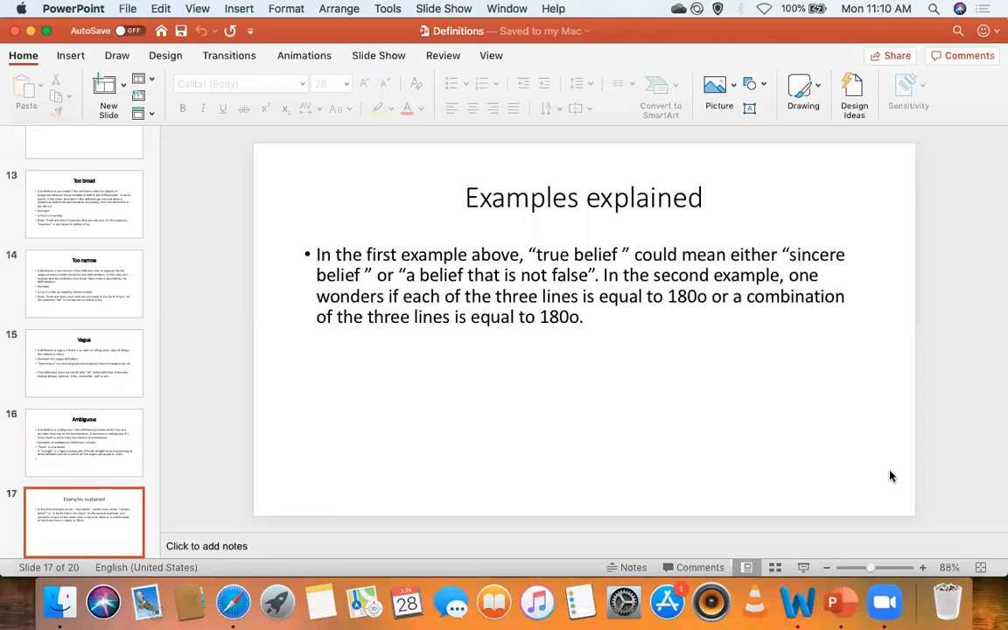Now in the first example, true belief could mean either sincere belief or a belief that is not false. So you need a more specific definition of what faith is. In the second example, one wonders if each of the three lines is equal to 180 or a combination of the three lines is equal to 180 degrees.